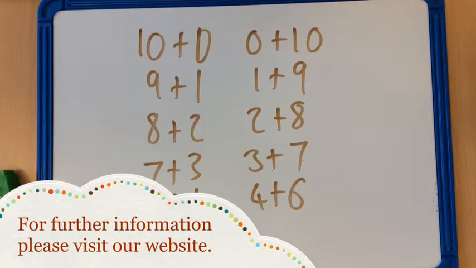So there we go. That's the number bonds to 10 or stories to 10 and different ways that the children can investigate this.